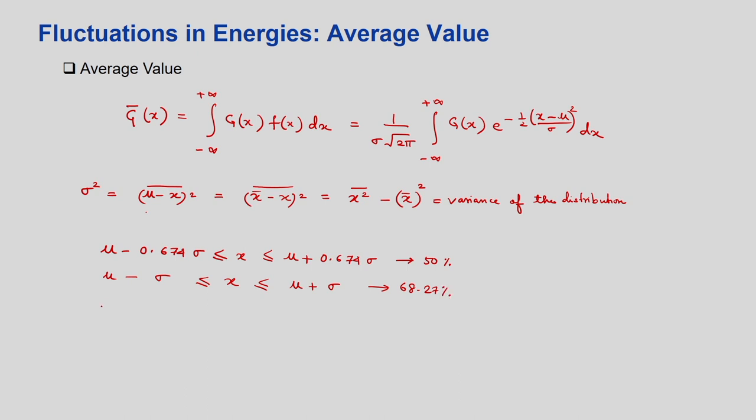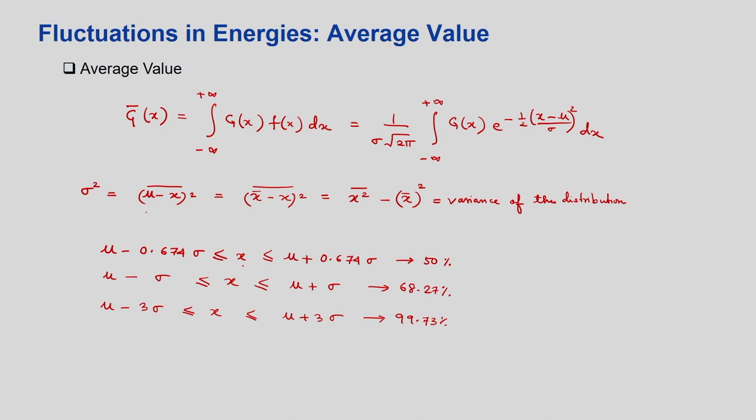And then you have the probability of mu minus 3 sigma to mu plus 3 sigma is equal to 99.73%. Okay. So, these are different ways where you can locate the system.